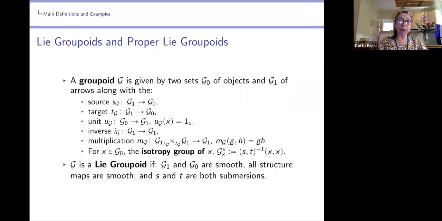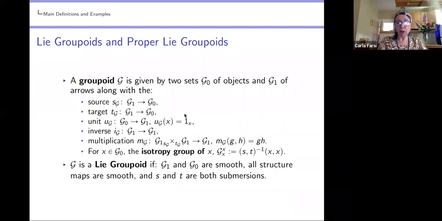Then we define the isotropy at a point in the unit space as the (source, target) inverse of (x, x), that is the arrows that start at x and end at x. And in case we have a Lie groupoid, all the maps are smooth, and proper means the (source, target) map is proper. So this is just the definition.